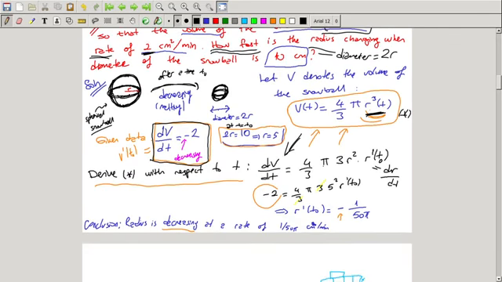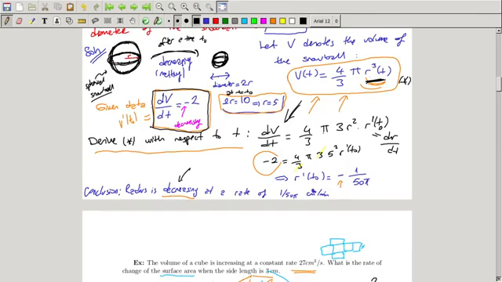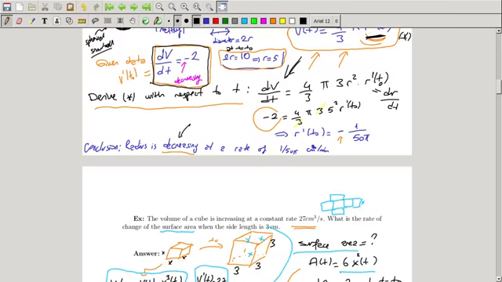So if you put in the given data now, minus 2 equals 4 over 3 times pi times 3 times 5 squared, because r is 5, times r prime. So r prime of t0 will be equal to minus 1 over 50 pi, which means the radius is decreasing because of the negative sign, at a rate of 1 over 50 pi centimeter square over minute.